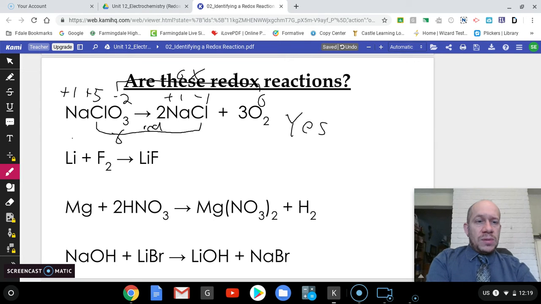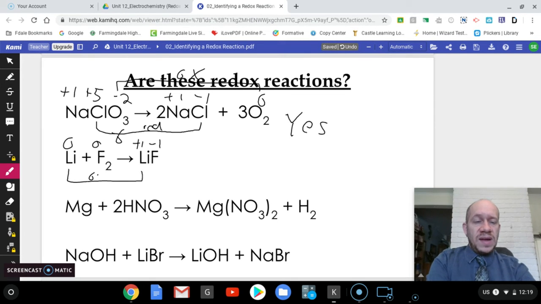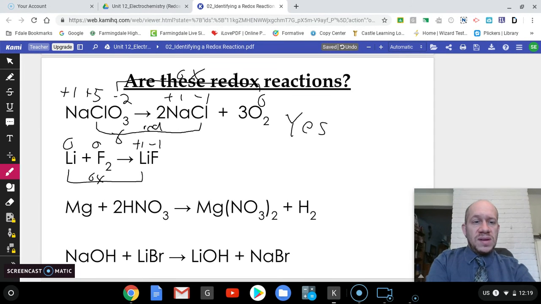Lithium is a 0, fluorine is a 0. I have a +1 and a -1. Both of them are changing. Lithium is being oxidized because I have a loss of electrons, and fluorine is being reduced because I have a gain of electrons. So this is a redox reaction.